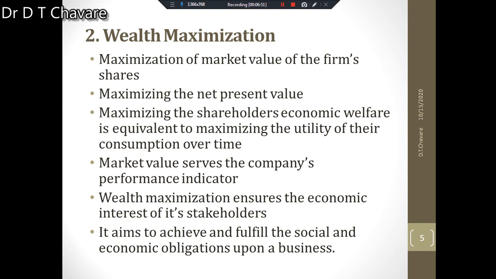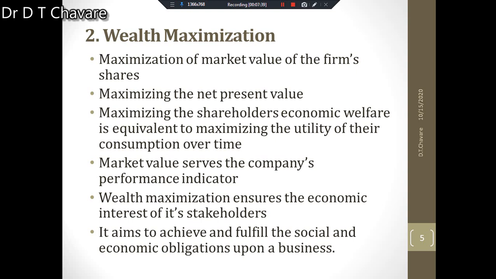The net present value of a course of action is the difference between the present value of the benefits and the present value of its cost. It means that the difference between the present value of cost and benefits is called net present value. A financial action that has a positive NPV creates wealth for the shareholders. A financial action resulting in a negative NPV destroys shareholders' wealth and is not desirable. The objective of wealth maximization considers the timing and risk of expected benefits. The benefits are measured in terms of cash flow.